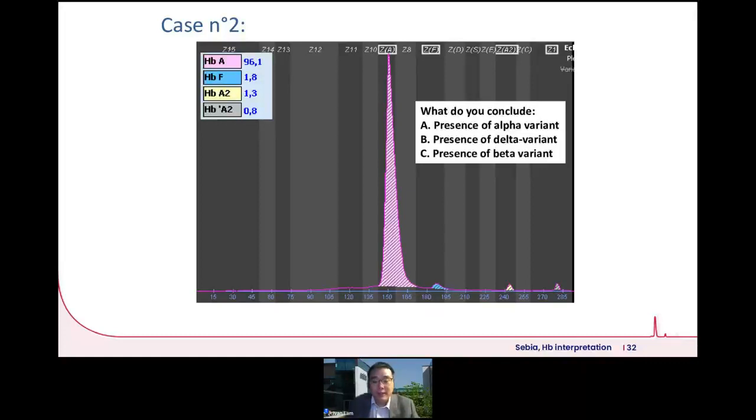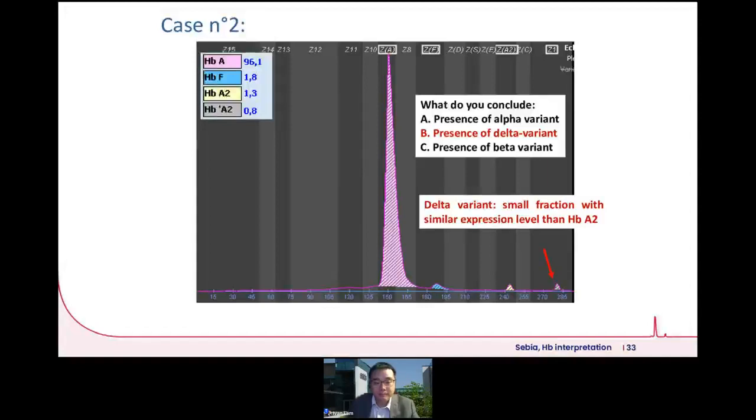So how about this case? Pretty much the main change would be the splitting of hemoglobin A2. All right. This is very likely the condition of a delta variant. So if you combine the two, hemoglobin A2 and the variant delta peak, it will be about 2.1%, so it still falls within a very normal range of hemoglobin A2. The true hemoglobin A2 values are relatively normal.